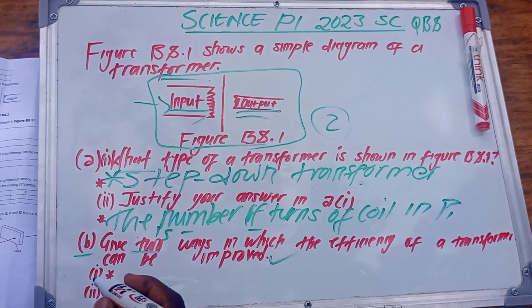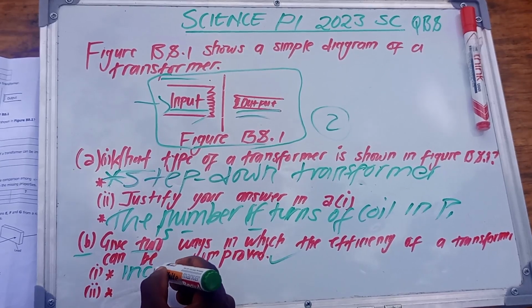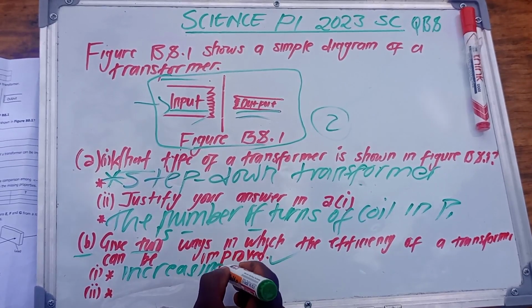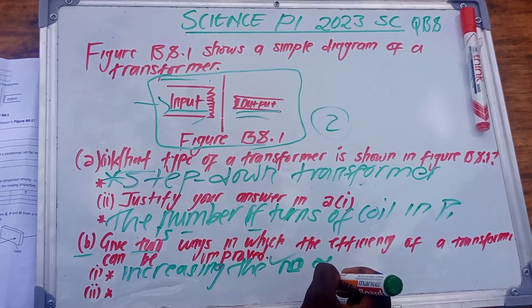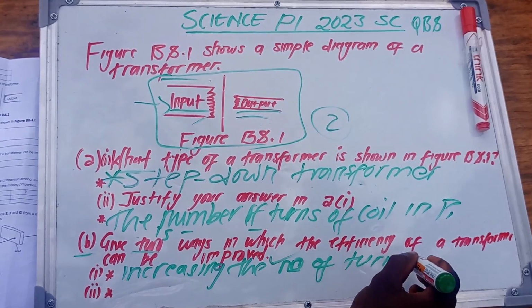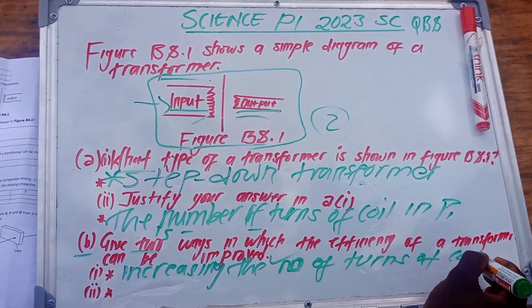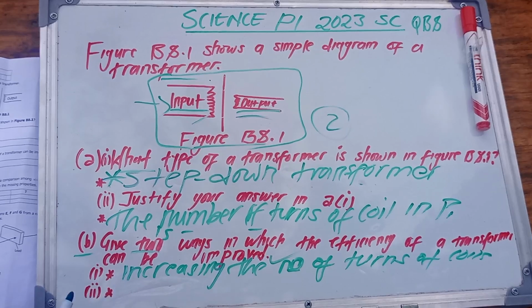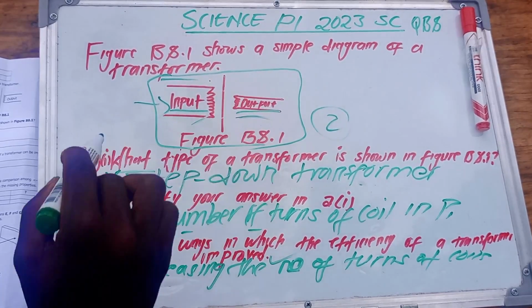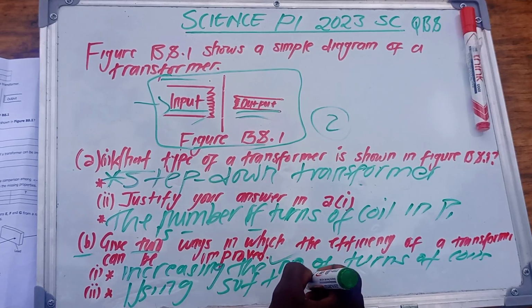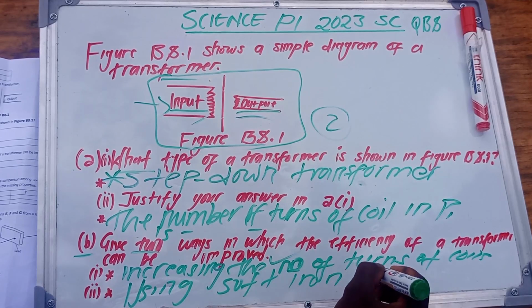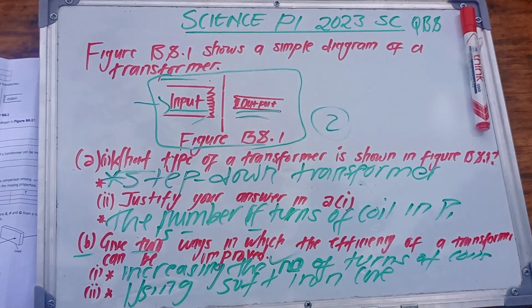The first answer is by increasing the number of turns of coils. Then the second answer: we can increase the efficiency of this transformer by using a soft iron core. So these are the possible answers which you are supposed to give whenever you are asked these questions.